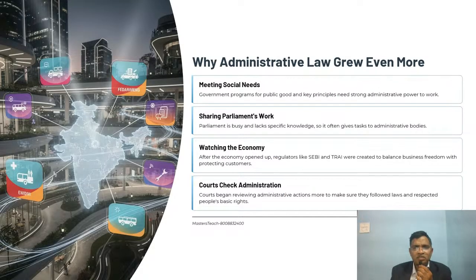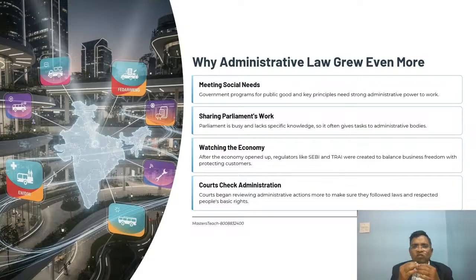So why does administrative law grow even more? The government's programs for social good and key principles need strong administrative powers. Then Parliament is busy making laws, and they lack specific knowledge. So it often gives tasks to administrative bodies.